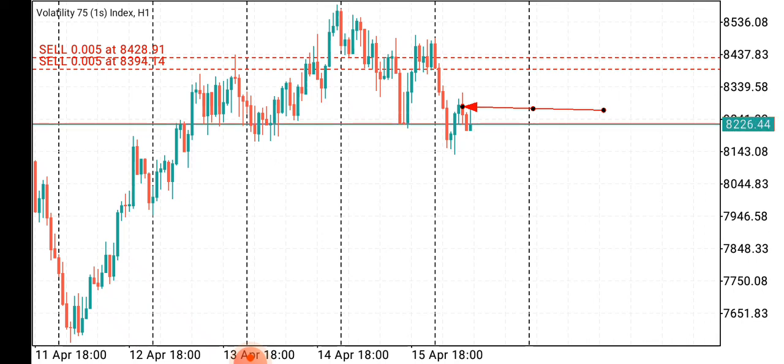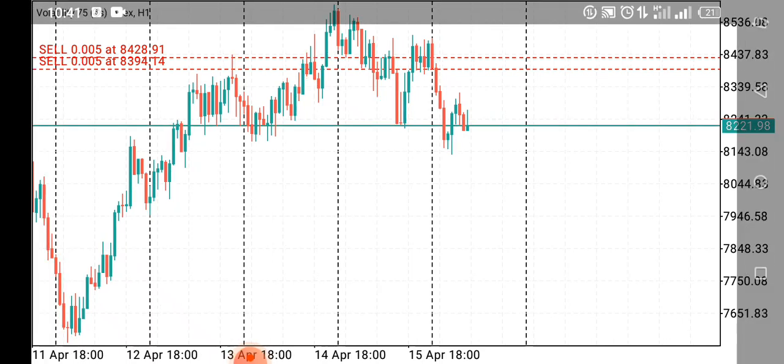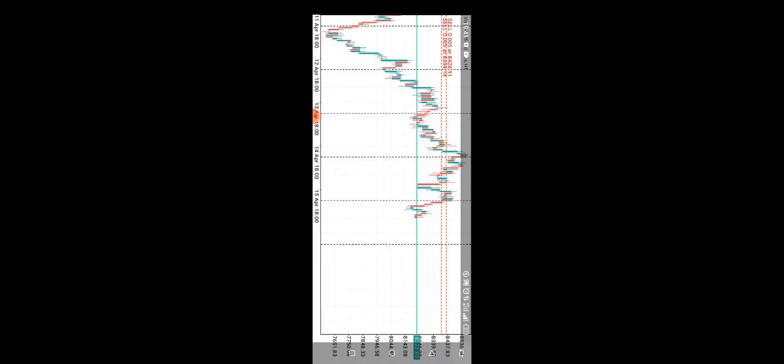So let me show you the trade so far and the profit on it. I used the lowest lot size, so it's not that much on the profits. So far so good. That's just the profit on it so far.